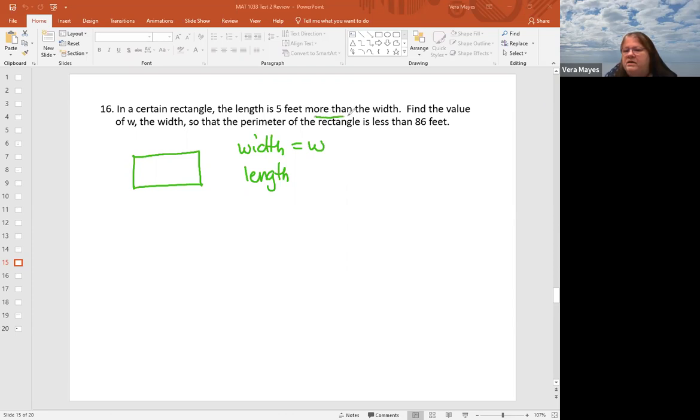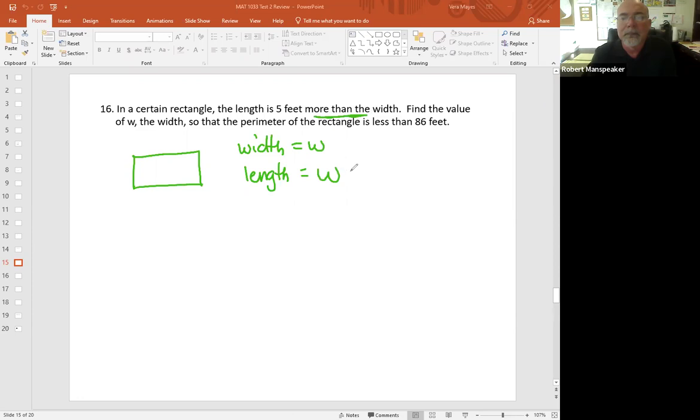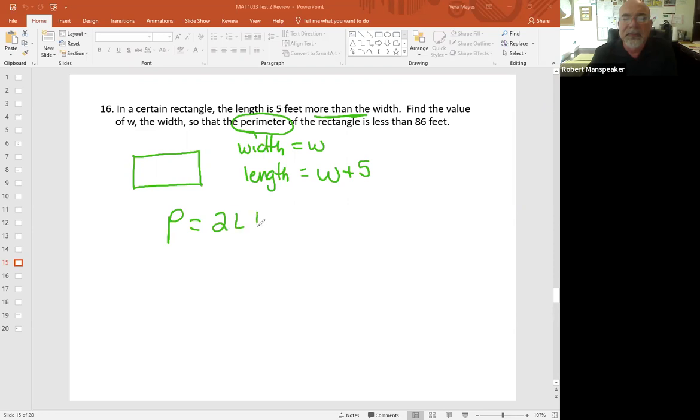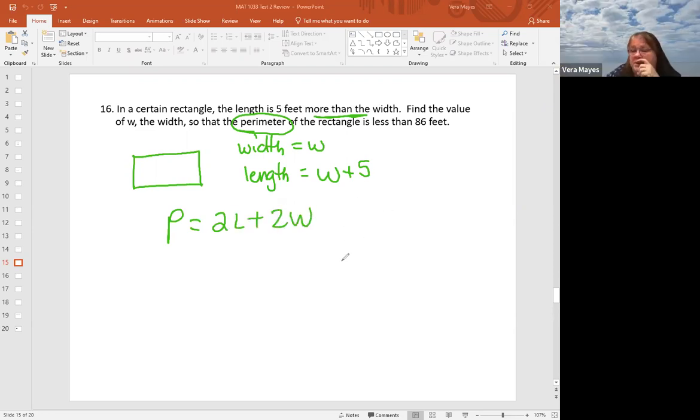What does more than mean? You guys told me this a little while ago. Add 5, right? 5 more than that. Okay. So does anybody remember the formula for perimeter of a rectangle? 2L plus 2W. Good. Now there's one trick on this one because it's not an equals. It's an inequality. They want the perimeter not to be equal to a number, but they want it to be less than 86.